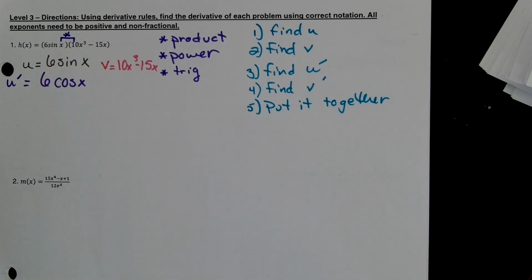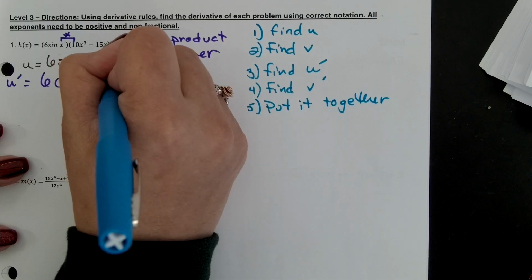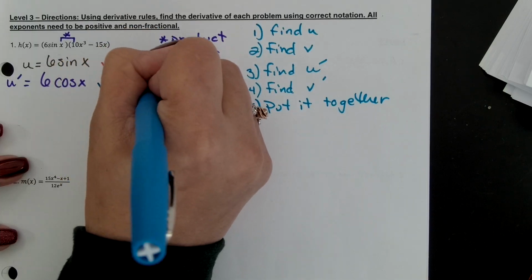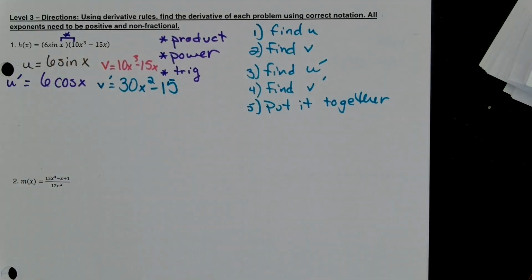Questions? Do I have to show you guys the power rule? Can I just do it? Okay. So V prime is 30x squared minus 15. 10 times 3 is 30. 3 minus 1 is 2. 15 times 1 is 15. 1 minus 1 is 0.